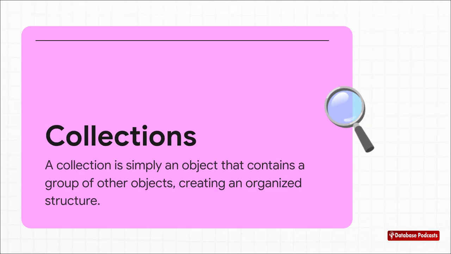And finally, we have collections. A collection is super simple. It's an object whose only job is to hold a group of other objects. So you might have a tables collection. Inside that collection are a bunch of individual table objects, and each of those might hold a columns collection. It's just like a set of nested folders, giving you a clean, organized map to any data source.